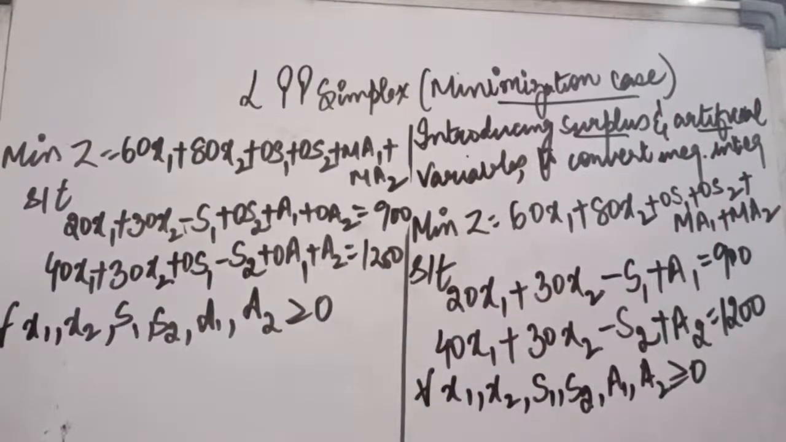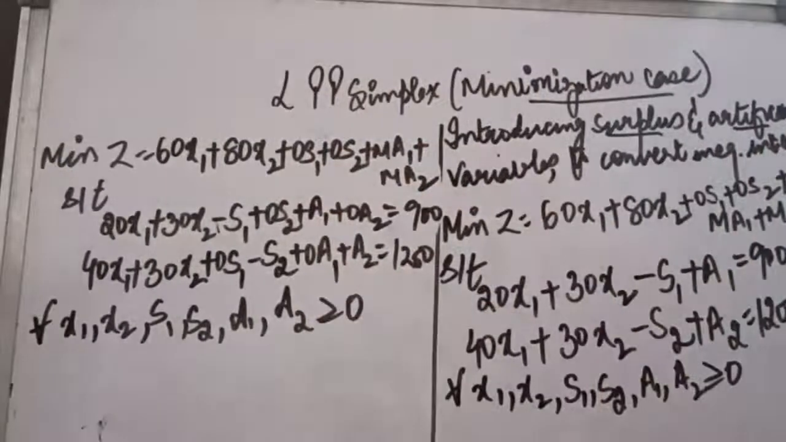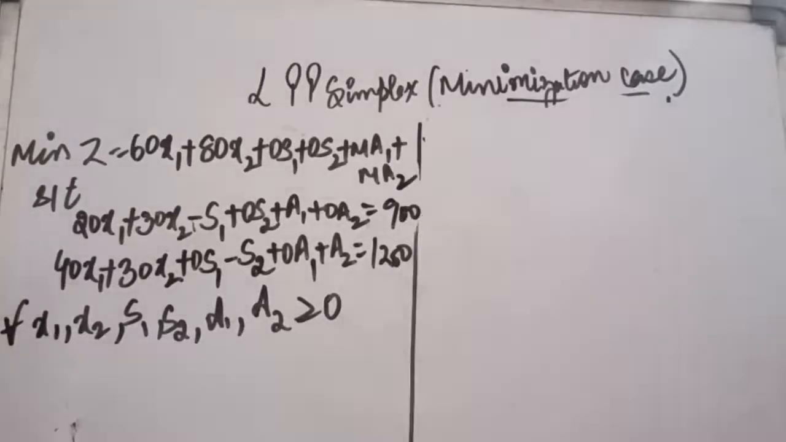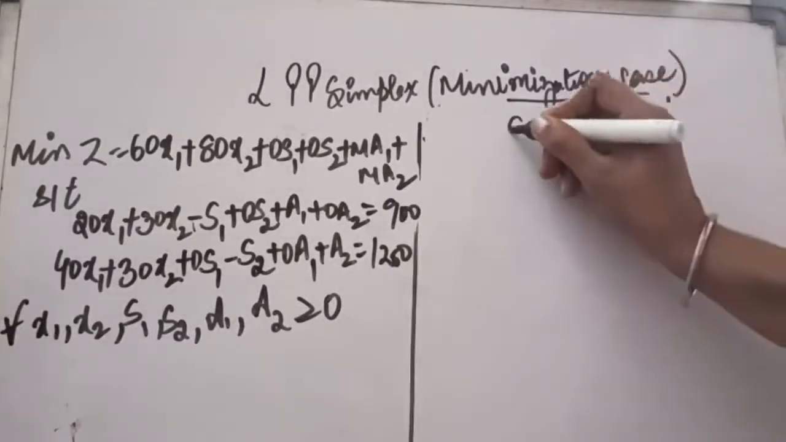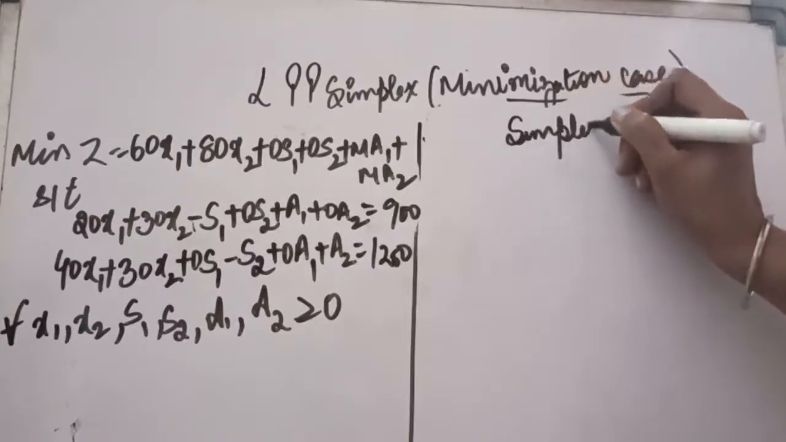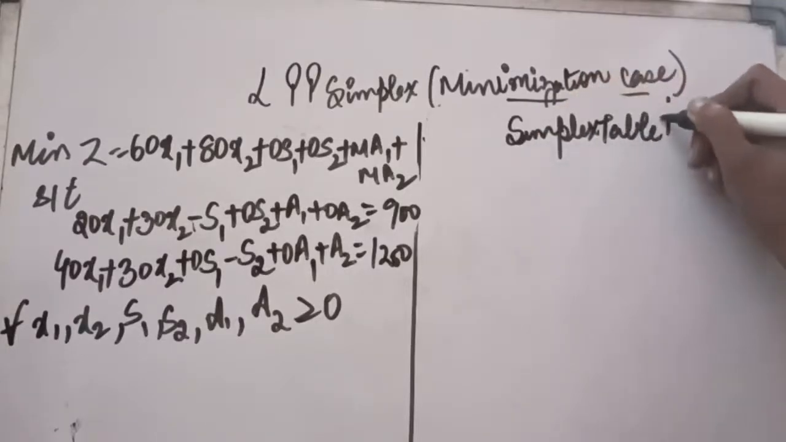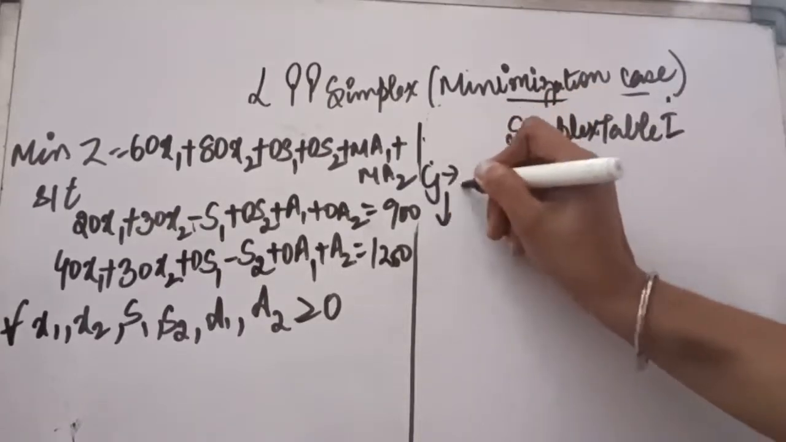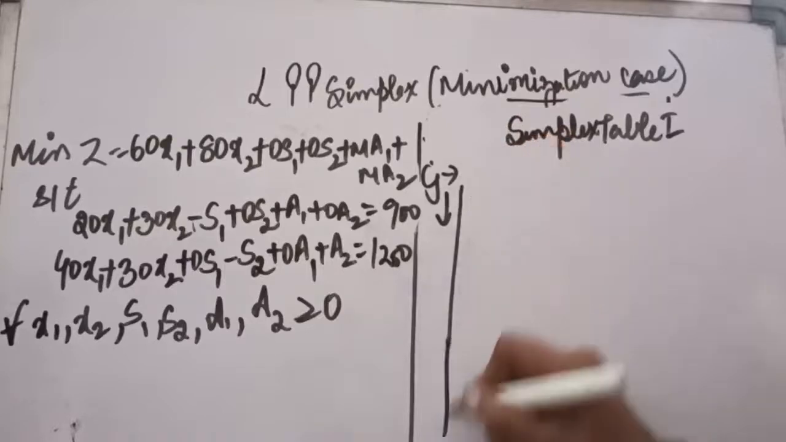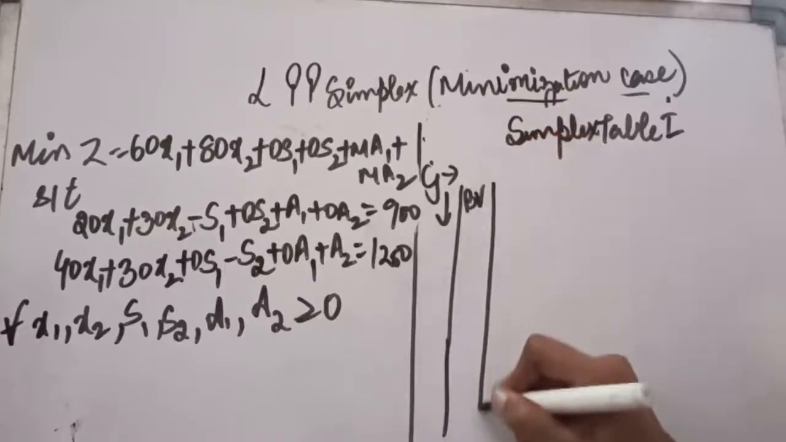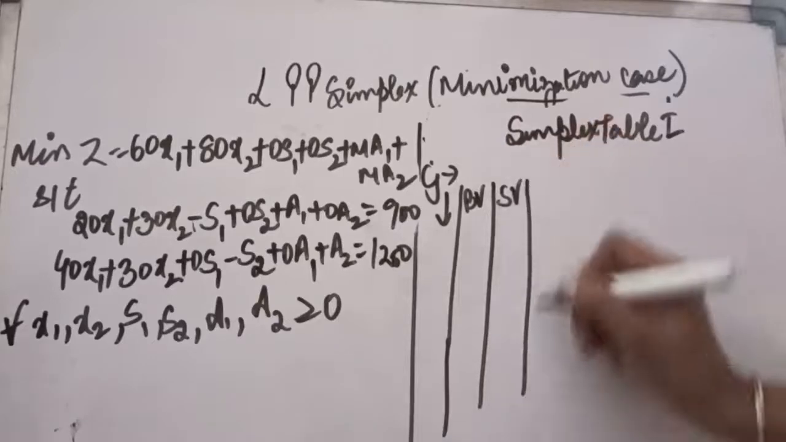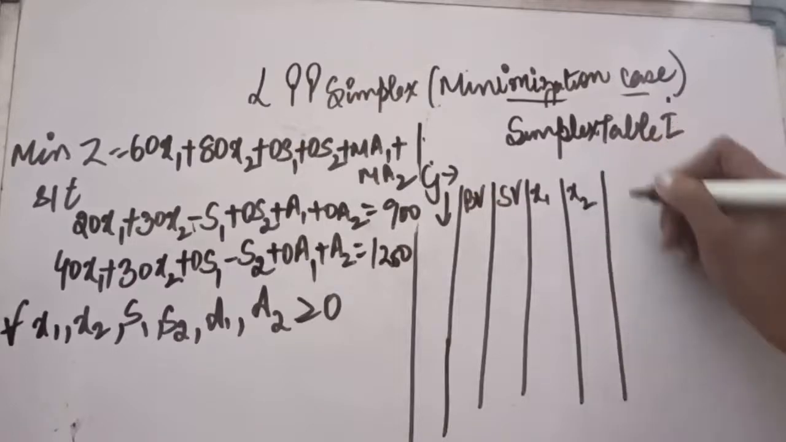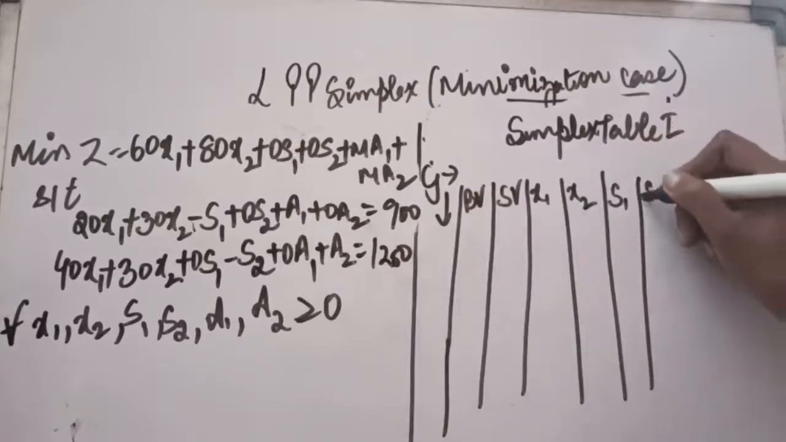Now once we have brought all the variables in all the rows, the next thing is the preparation of the simplex table. Making the simplex table will be the same as we saw in the maximization problem. So we will start with simplex table 1. All the columns will also be the same. Cj was there, so we start with Cj. Then the basic variable column, the solution value column, then the variables x1, x2, s1 and s2 from the question.